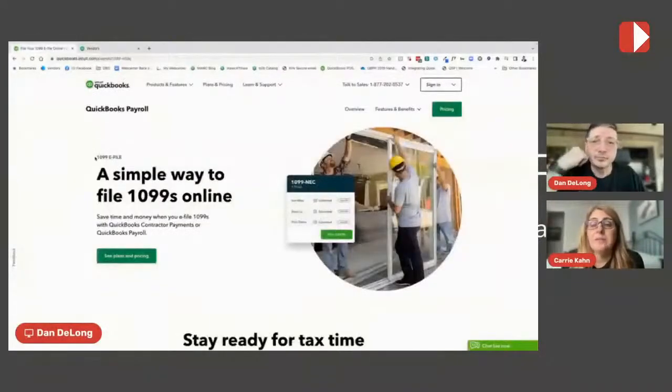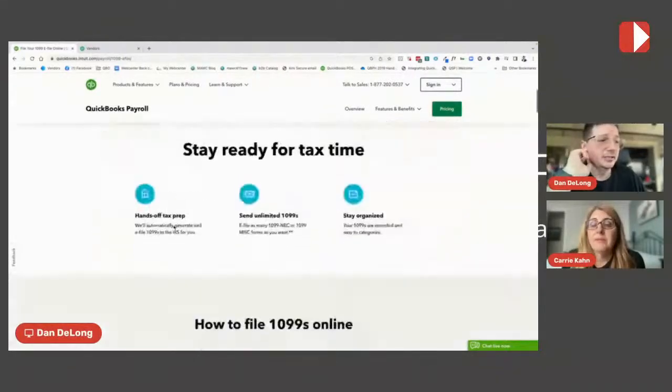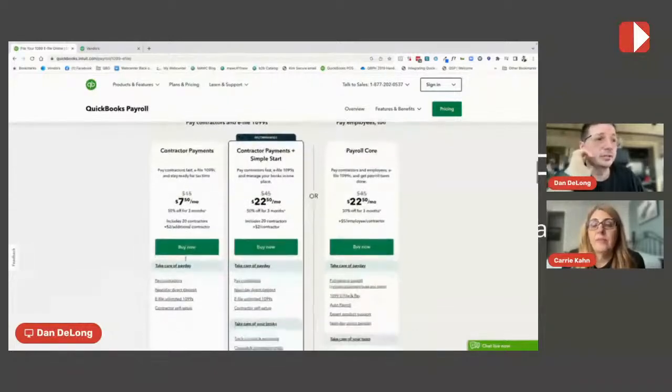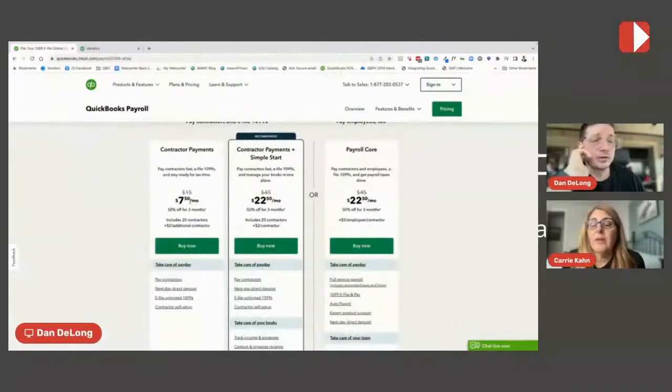So when you go to Intuit's website, you see a simple way to file 1099s online. They go down here and then they have this contractor payments, which is for if you don't have QuickBooks Online payroll. You can sign up for contractor payments, but it's actually in the QuickBooks Online payroll suite of services. If you already have payroll, is this included? Not sure. You can pay your contractors if you have the payroll service.